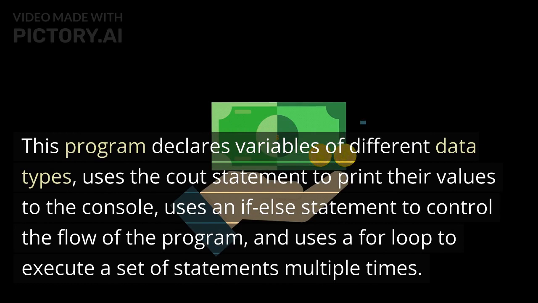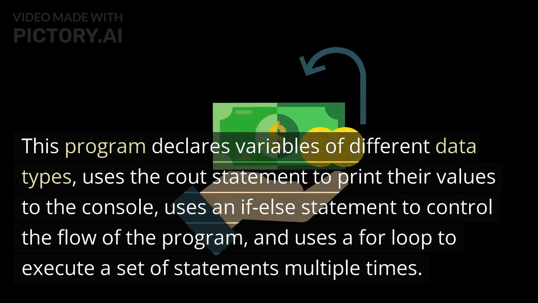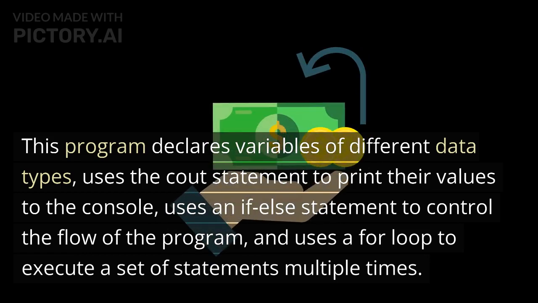This program declares variables of different data types, uses the cout statement to print their values to the console, uses an if-else statement to control the flow of the program, and uses a for loop to execute a set of statements multiple times.